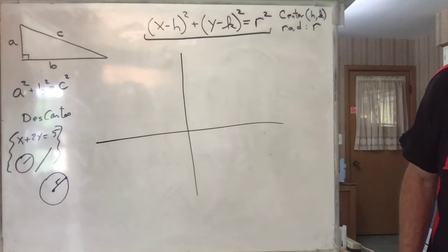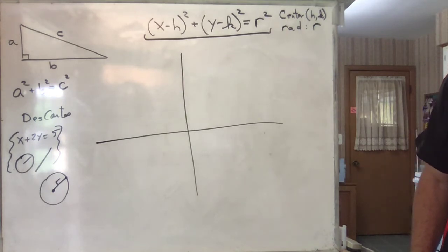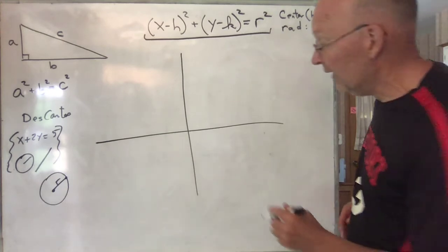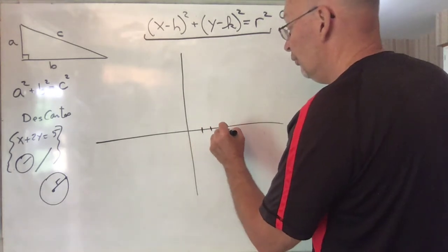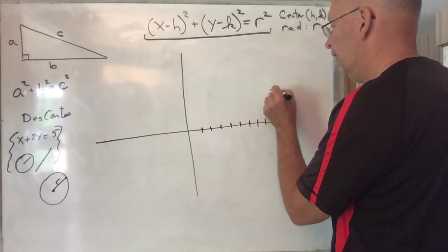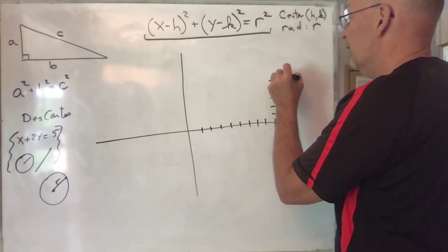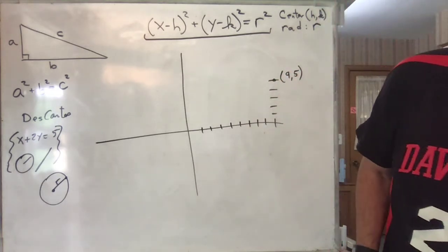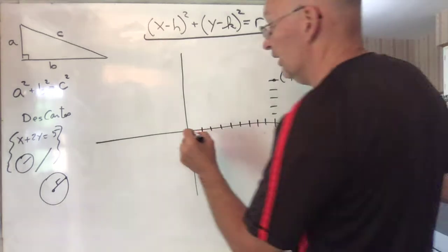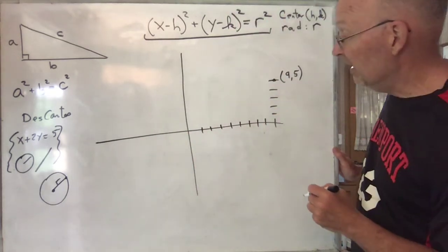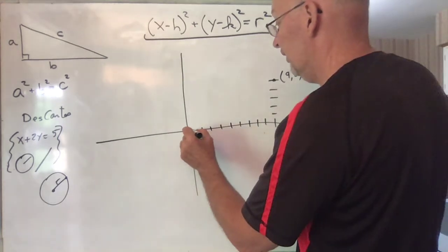I want you to find the equation of the circle which goes through the point 9, 5, and also through the point 3, negative 3. So 3, negative 3 means 3 in this direction.